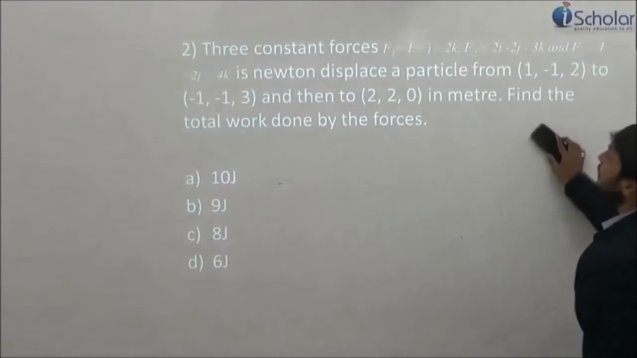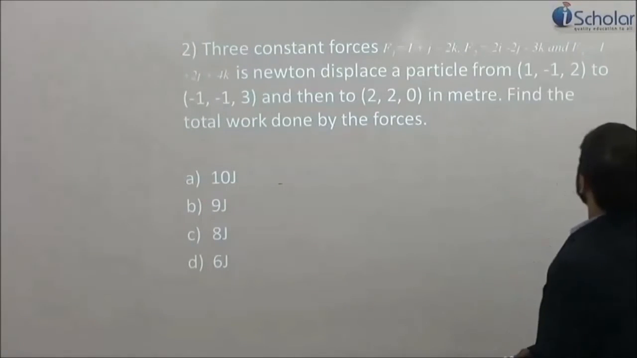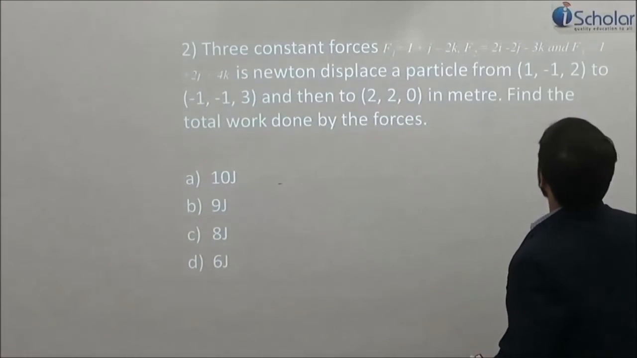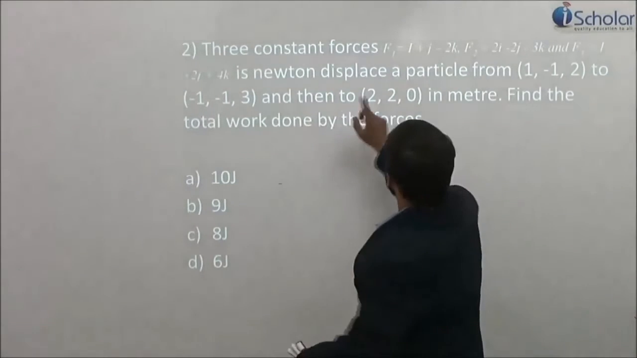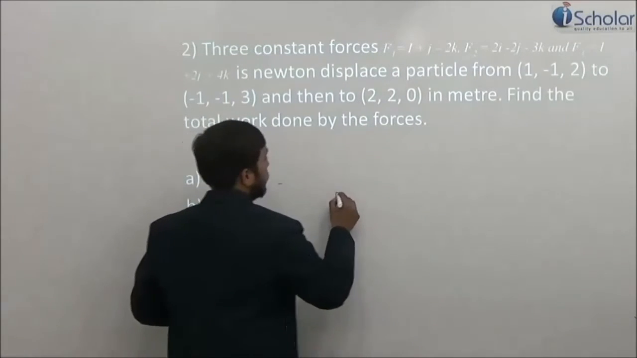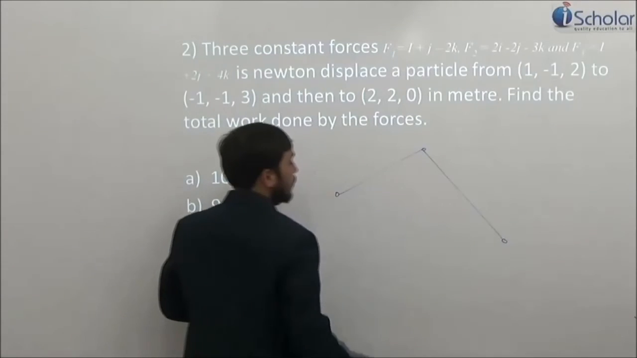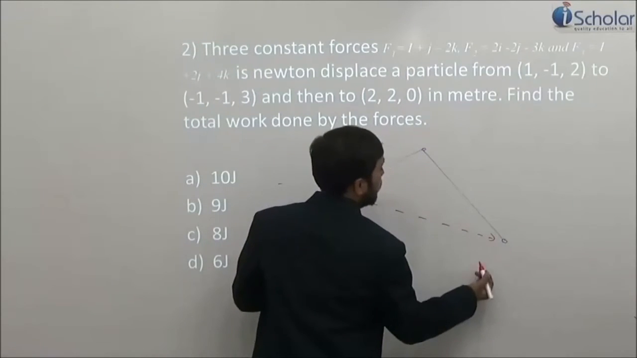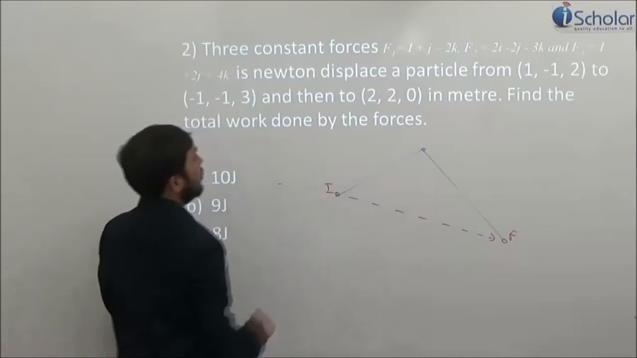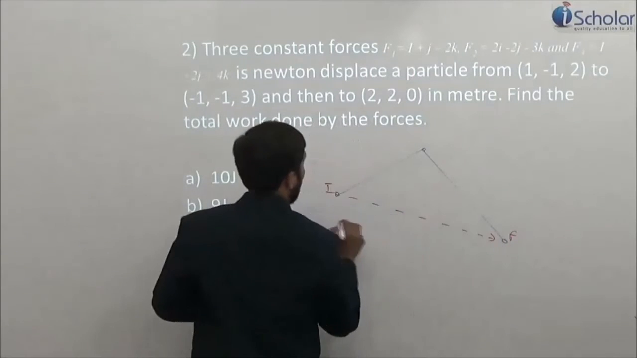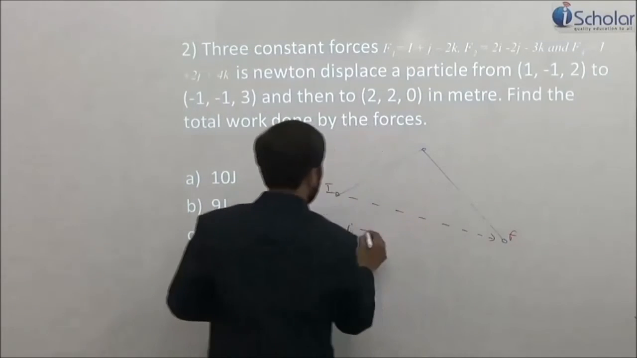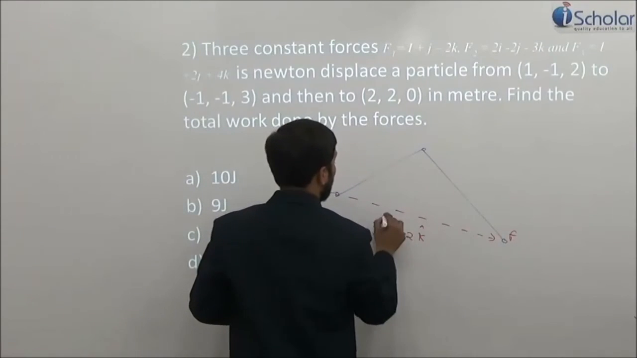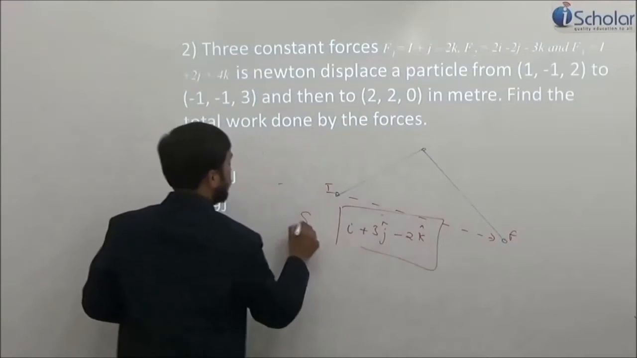Question number 2 states that three constant forces, this and that, in Newton, displace a particle from this point to this and then to this. Now my first question is, what is the displacement? Because they went like this, you know very well that the displacement will be this only. And how will it be calculated? Final minus initial. So the displacement is (2 minus 1) i, (2 minus (minus 1)) plus 3j, (0 minus 2) minus 2k. This is your displacement.